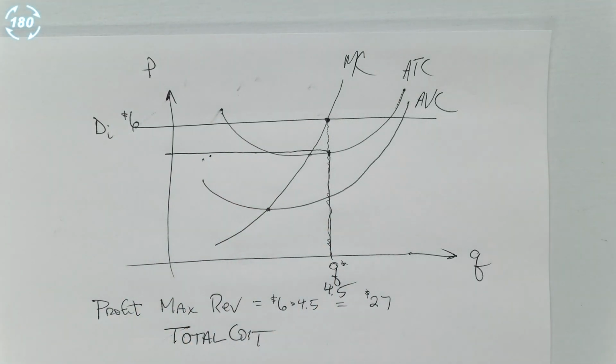So I look at the average total cost curve. I don't know if I have it on here. I've got it on the previous diagram here. Let's see here.